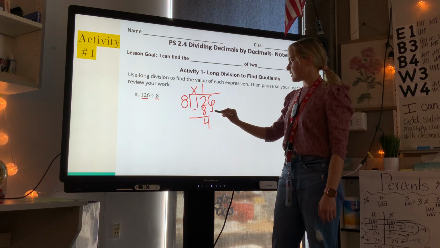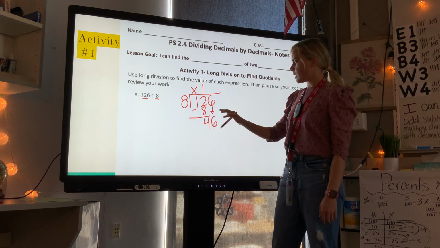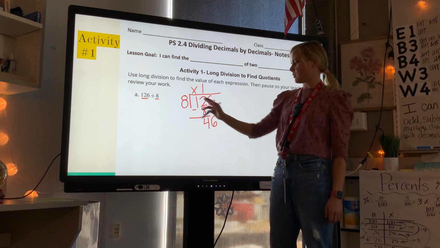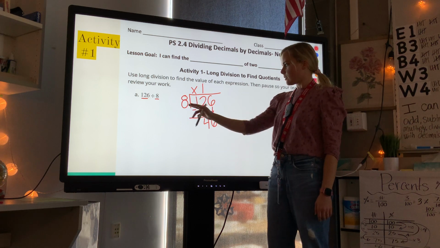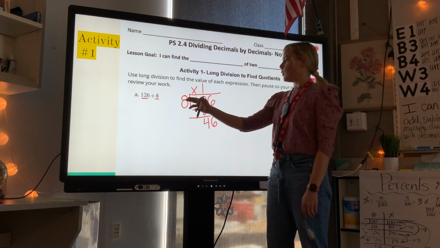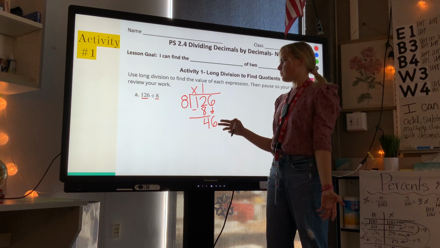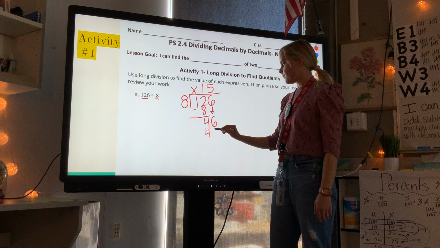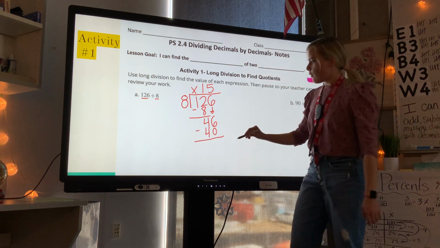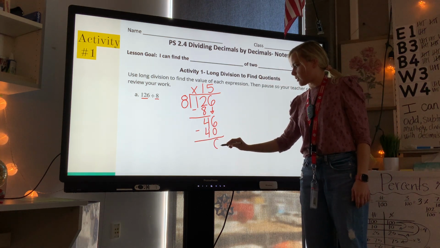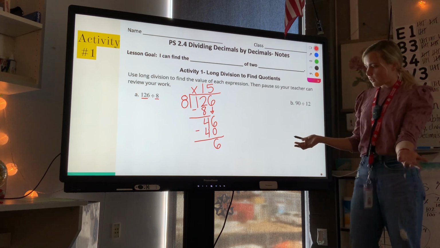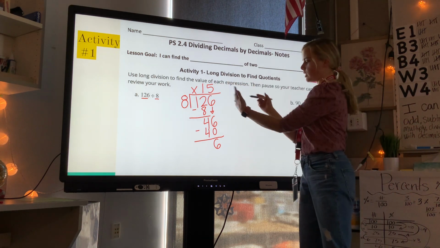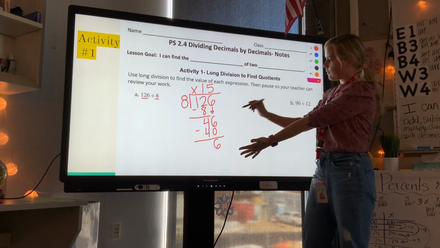Then I bring down my next digit. Every time I bring down a digit, I see how many times my divisor fits inside of it. So 8 goes into 46. We know 8 times 6 is 48, so it must be one less, so 5. 5 times 8 is 40. Then we subtract. 46 minus 40 is 6. So in the past, a lot of times you probably wrote the answer as 15 with a remainder of 6. But we need to continue.